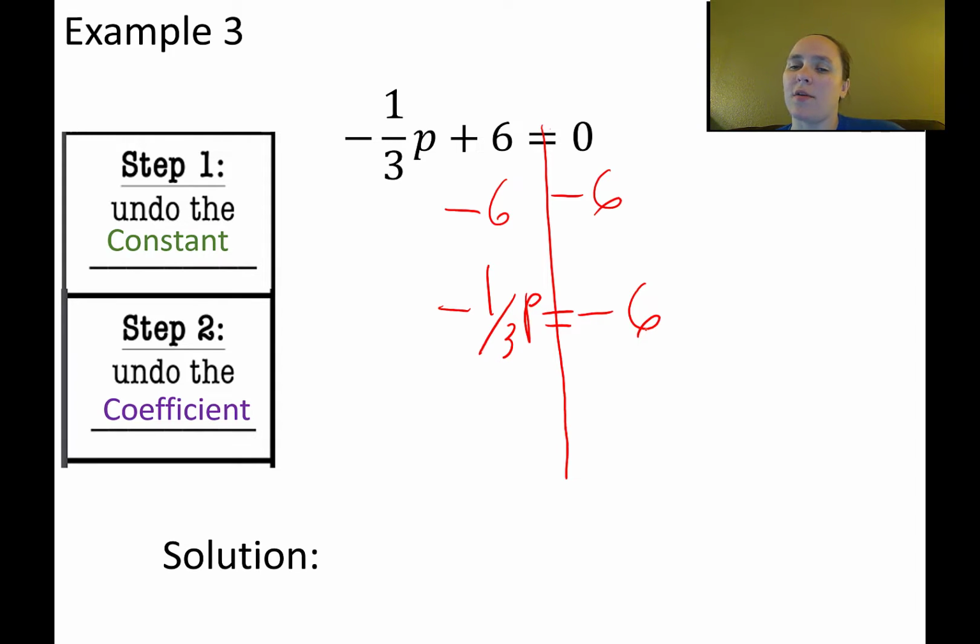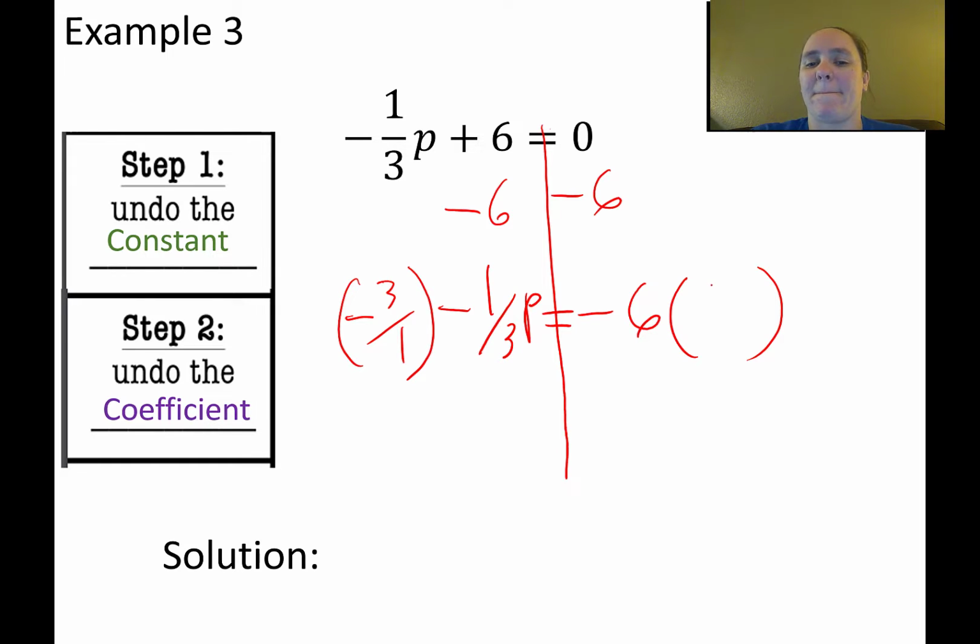All right, so now we need to take care of the coefficient, which in this case is the negative 1/3. So anytime I have a fraction like this, I can flip the fraction, okay, and multiply. This only works when I have fractions, okay? It's the opposite of dealing with fractions. Best way to put it. All right, so flip the fraction and multiply.